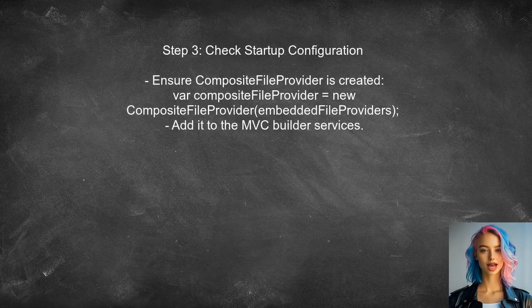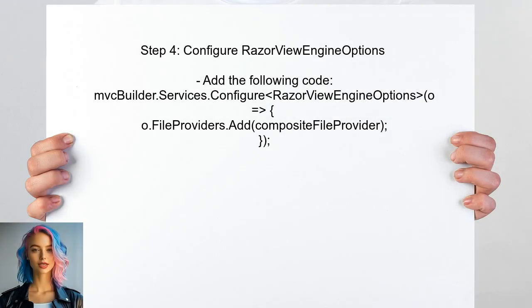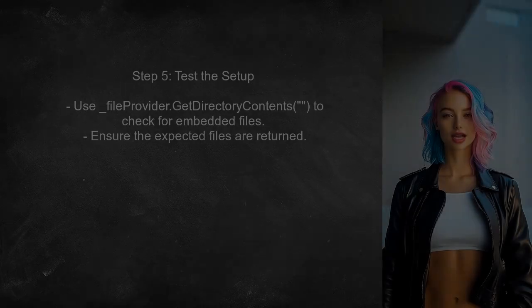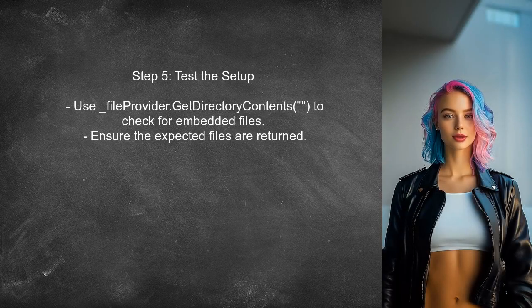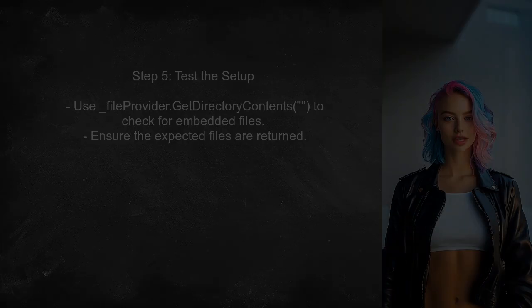After confirming the resources are embedded, the user should check the configuration in the Startup.cs file. It's important to ensure that the composite file provider is correctly set up and added to the MVC builder. Additionally, the user should include the configuration for Razor View Engine options. This step is crucial as it allows the application to recognize the embedded file providers. Finally, the user should test the setup by attempting to retrieve the directory contents using the IFileProvider. This will help verify if the embedded files are accessible.